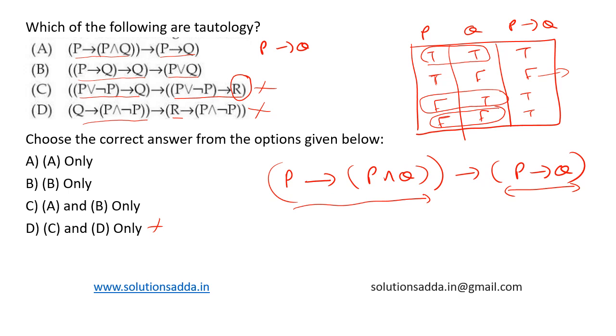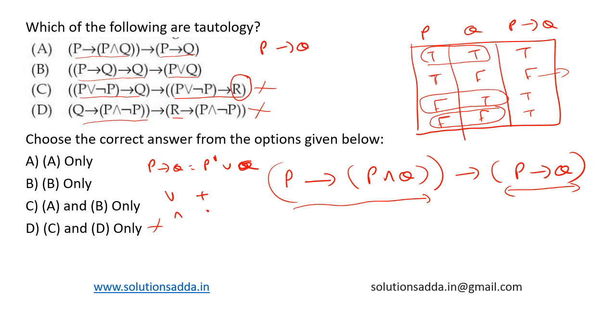Now let's see how to solve it. There are two important formulas that we need to remember. P implies Q means negation P or Q. This is the first formula. Then OR can be represented using plus and AND can be represented using dot.